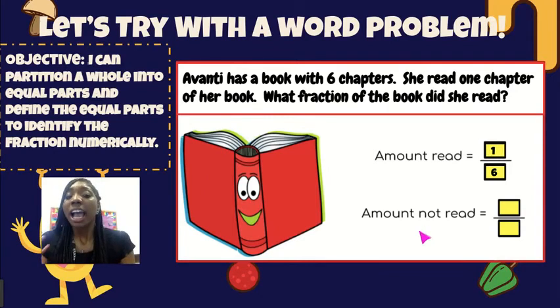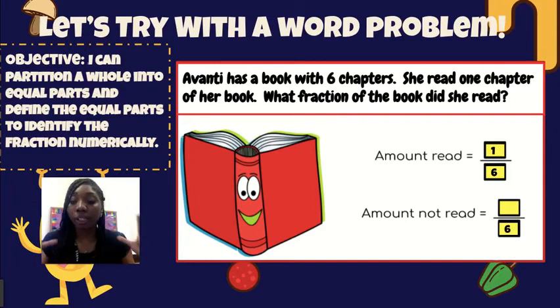So now, it is also asking us, well, what is the amount that she did not read? So now we have to think, well, how much of the book she did not read? Well, I know that total there are 6 chapters. So my denominator is going to stay the same because that number represents the whole. There's still 6 chapters of this book. So the denominator is going to be 6. Now, I know that the problem is telling me that she read 1 chapter. I know that Avanti read 1 out of 6.